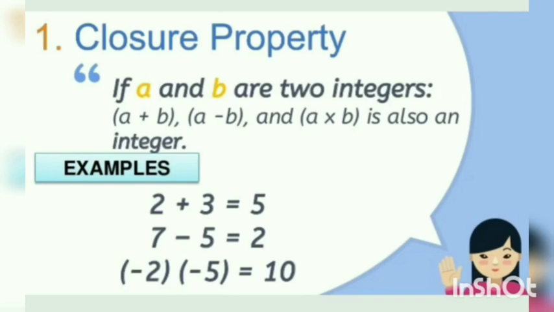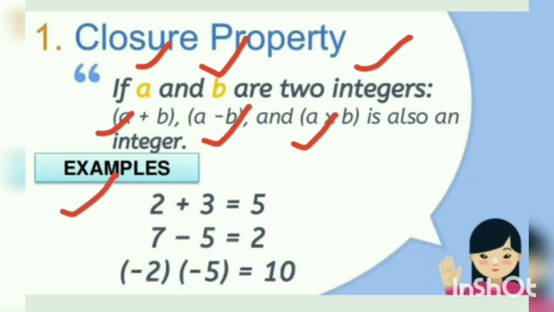Now in the form of a statement we are going to discuss what is closure property. Suppose we have two members A and B, and these two members are integers. Means A is also an integer, B is also an integer. Then if we add them, subtract them, or multiply them, we will get only an integer. Okay, let us see this with the help of an example.